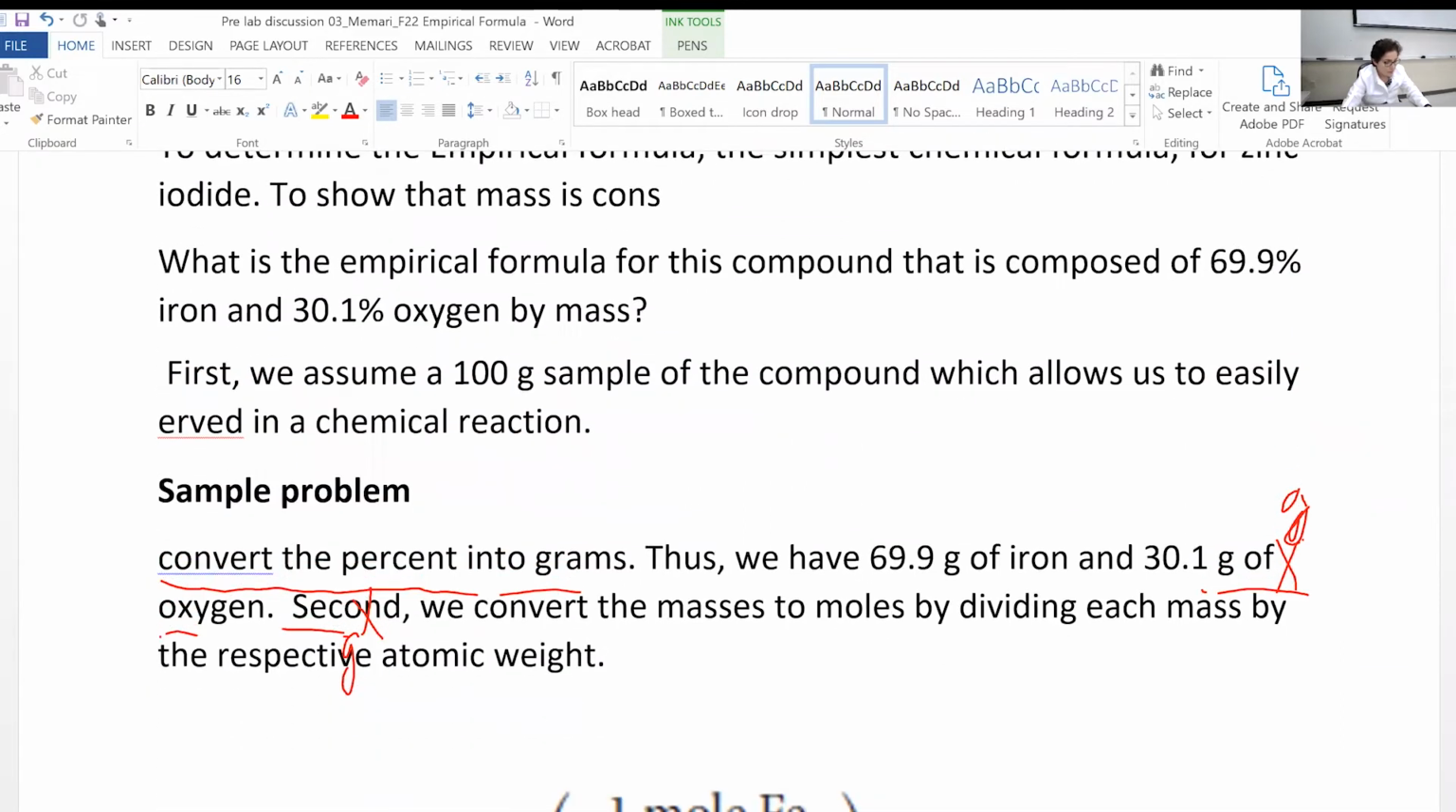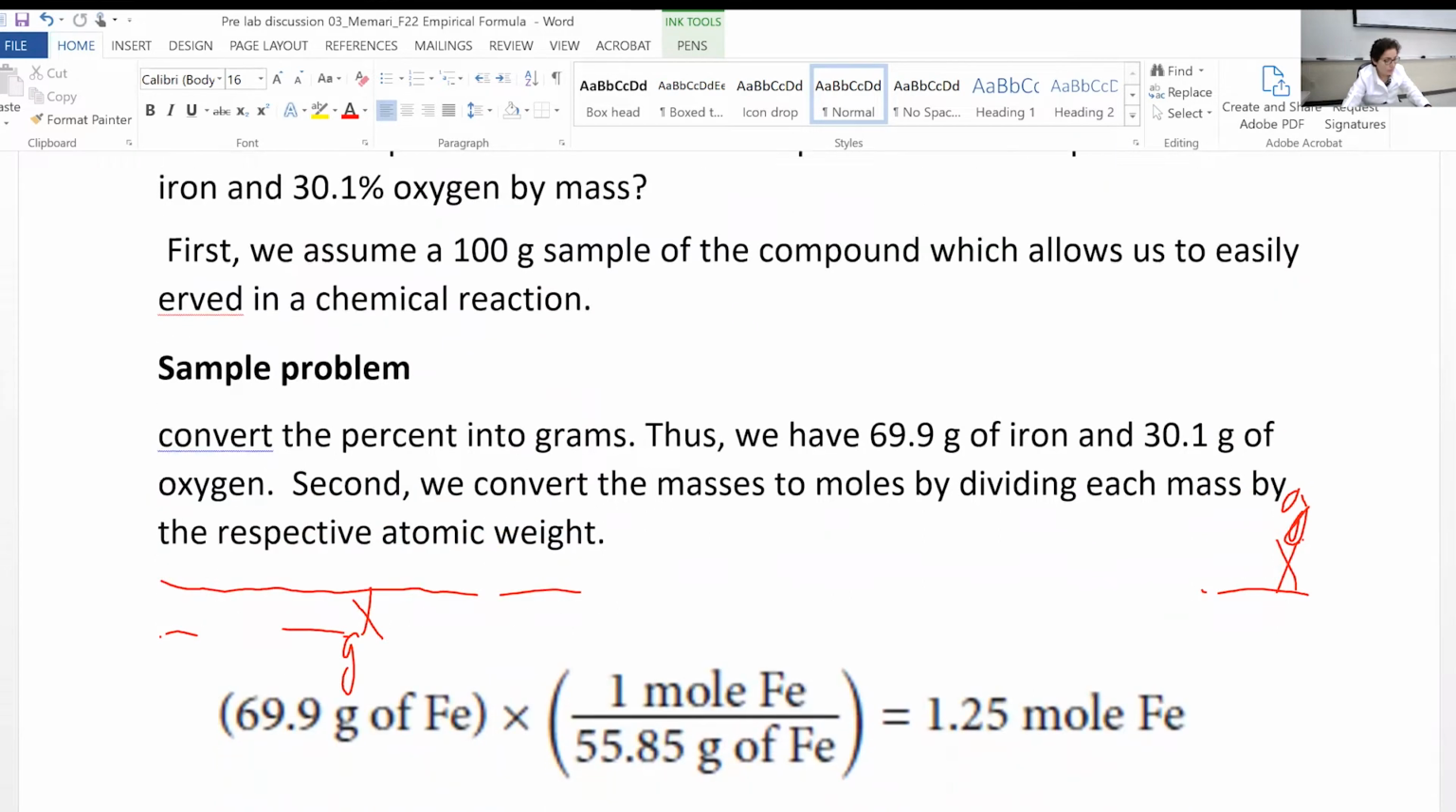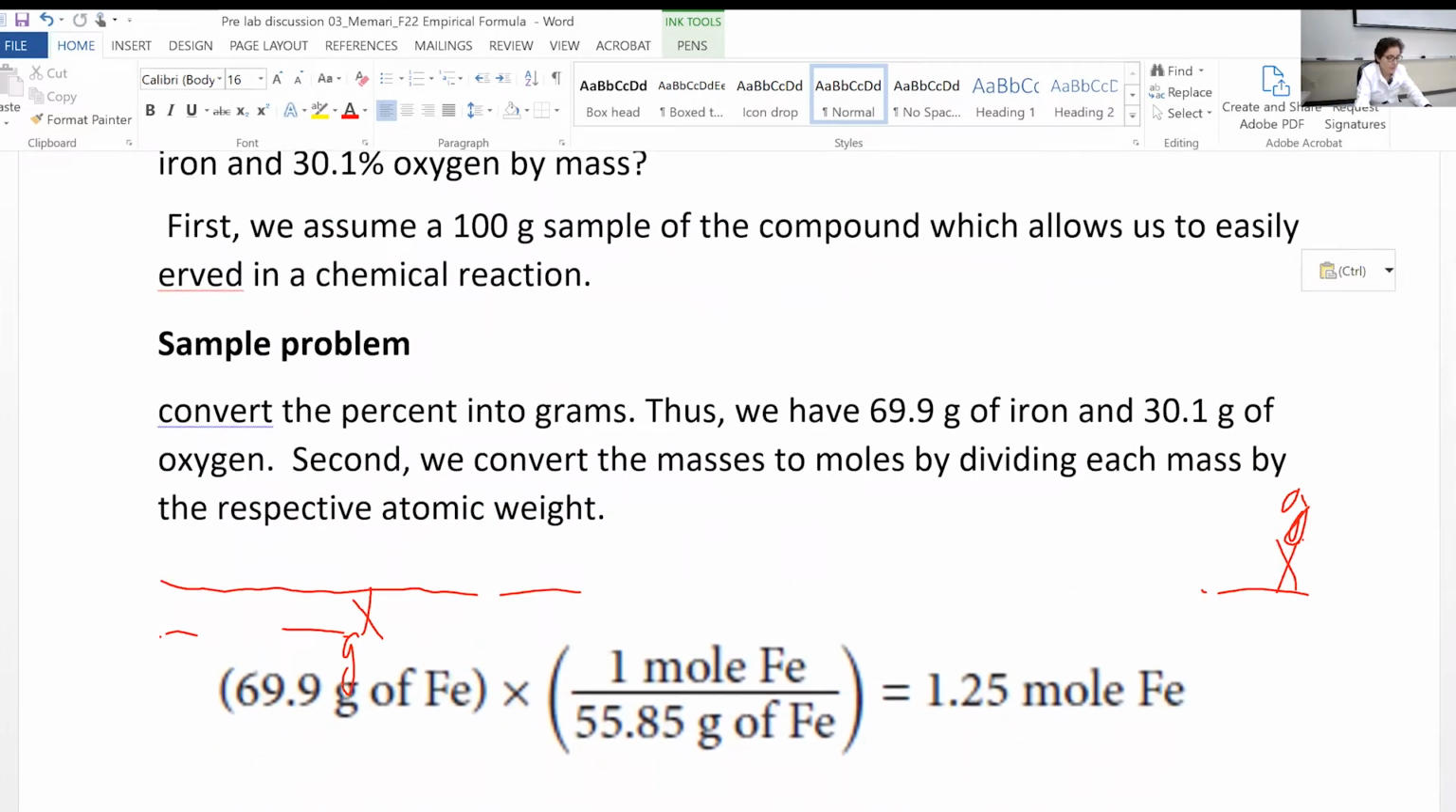So in this problem, after I assume that I have 100 grams of the sample, my next step would be to change the grams to moles for each element. To convert grams to moles, I use the periodic table. I find the mass for each of the elements. So for iron it is 55.85. I multiply 69.9 grams of iron by the ratio of 1 mole of iron is 55.85 grams of iron.